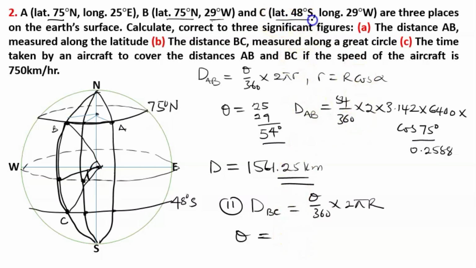In order for us to get the angle, we are going to examine the two points. This is point C and this is point B. So what do they have in common? The longitude is common, but the latitude varies. We have 75 degrees north and 48 degrees south. Different direction, so we simply add. We have 75 added to 48, which gives us 123. So 123 degrees is equal to our theta.